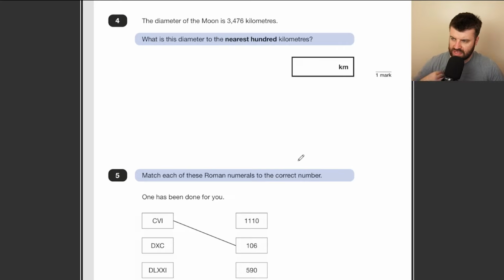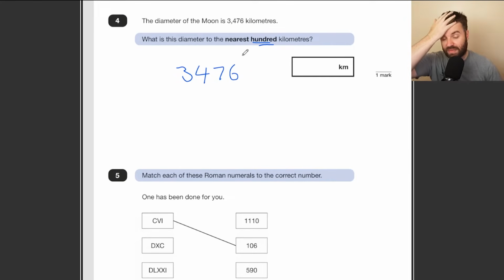Next up, question 4. The diameter of the moon is 3,476 kilometers. What is the diameter to the nearest 100 kilometers? This is just a rounding question. And I like to do rounding like this. We've done a whole video on our channel, by the way, if you want to see how to round properly. To the nearest 100, there's a couple of ways here.